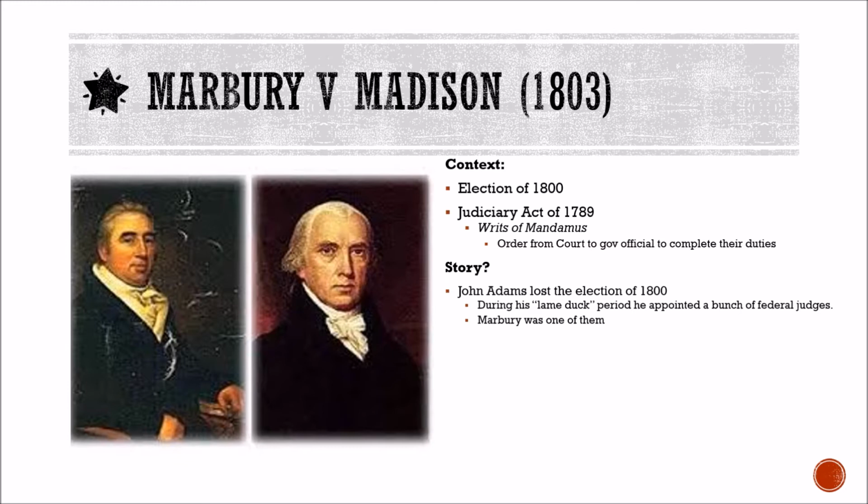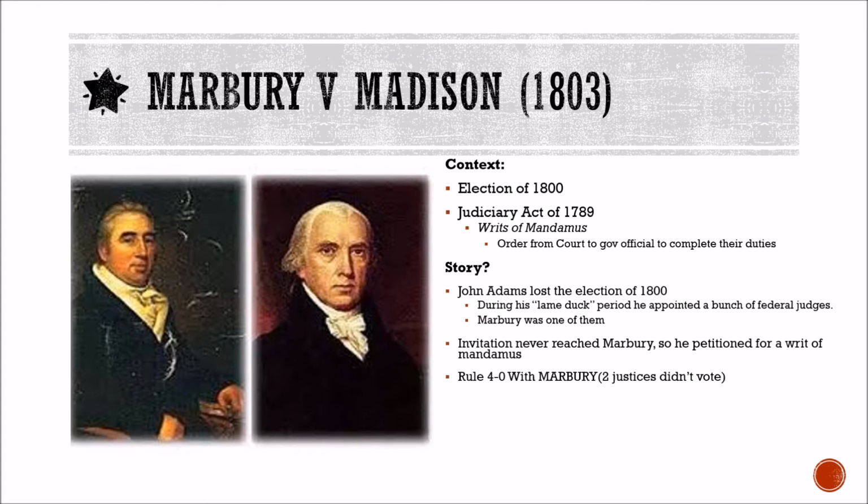In fact, Marbury from Marbury versus Madison was one of those judges. However, due to laziness and miscommunication by the government, he never received his invitation. So Marbury goes out and demands to receive his position, but by this time Jefferson is already president and he has his Secretary of State James Madison say no. So Marbury takes Madison to court and demands a writ of mandamus. The court actually sides with Marbury 4-0, but guess what? Marbury does not get the job because along with this ruling, the court came up with another announcement.